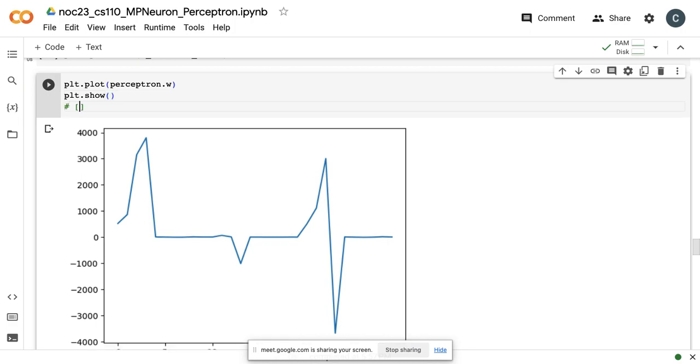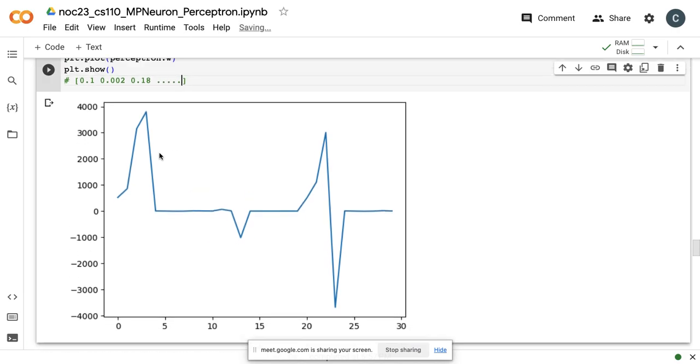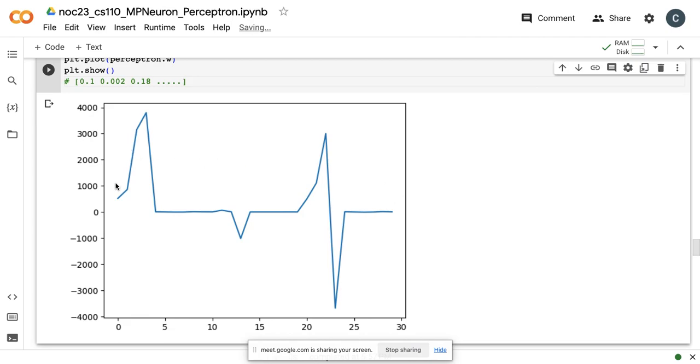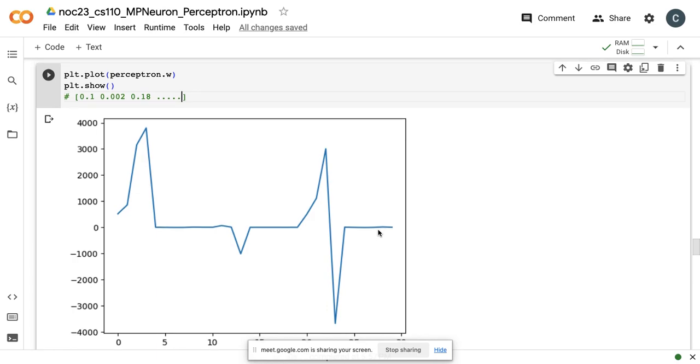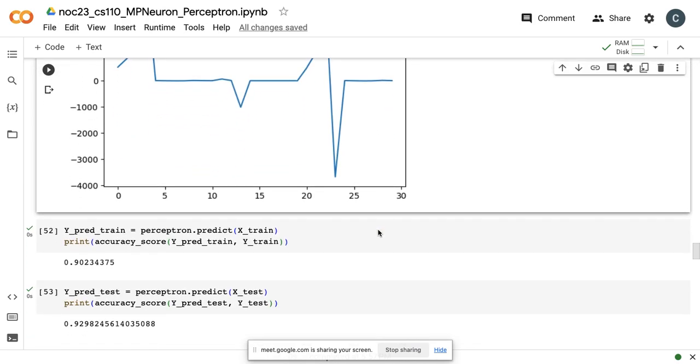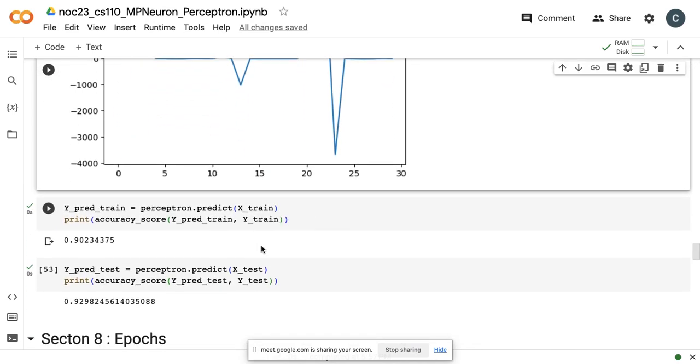For each feature I will have one weight, so maybe let's say 0.1 for the first feature, 0.002 for the second feature, 0.0018 for the third feature, likewise. For all 30 features, whatever weights we have given, it is getting like this. You can visualize, for each feature, what weight the model is giving. Then you can do the training and testing and get certain values with respect to that.